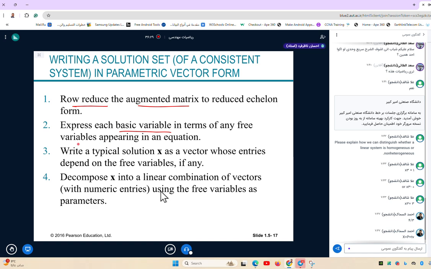We just saw in the example, x3 was free, if you remember. Write a typical solution x as a vector whose entries depend on free variables. In the example, it was x3. Decompose x into a linear combination of vectors using the free variables as parameters. This is exactly what we just did.